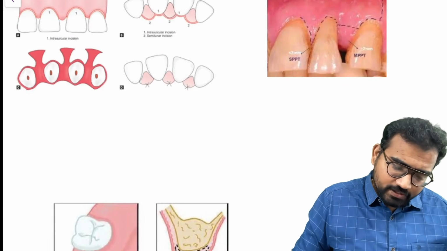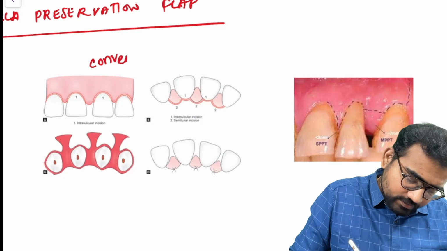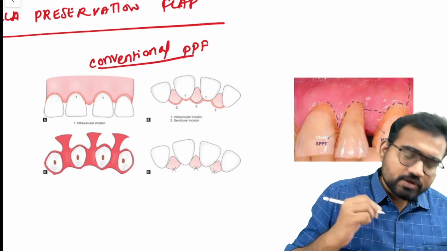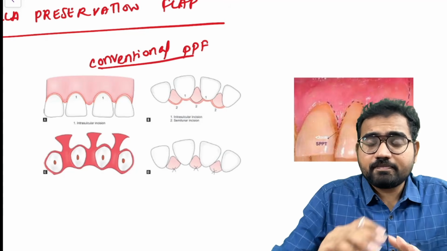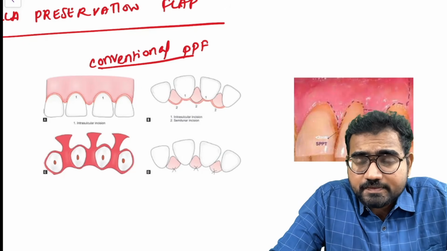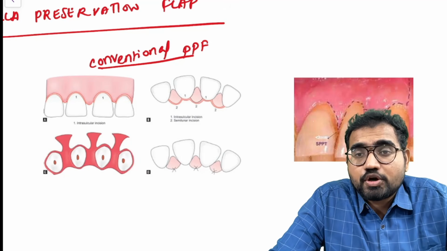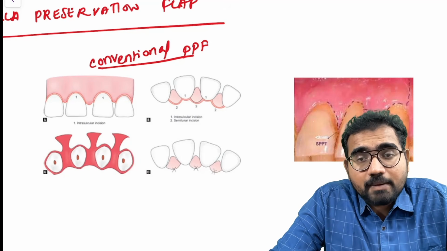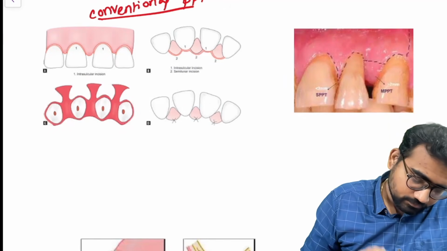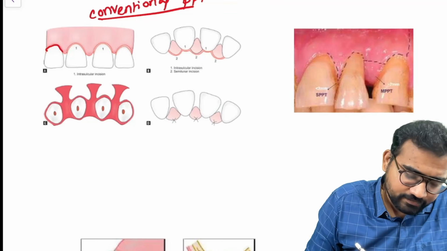So the first technique we are going to talk about is this one. This is a conventional papilla preservation flap. In conventional papilla preservation flap, most of the times, or 100% of the times, papilla preservation is done in cases of midline diastema or spacing in the upper anteriors or lower anteriors. Okay, so what I'm going to do is, I'm going to give a circular incision.